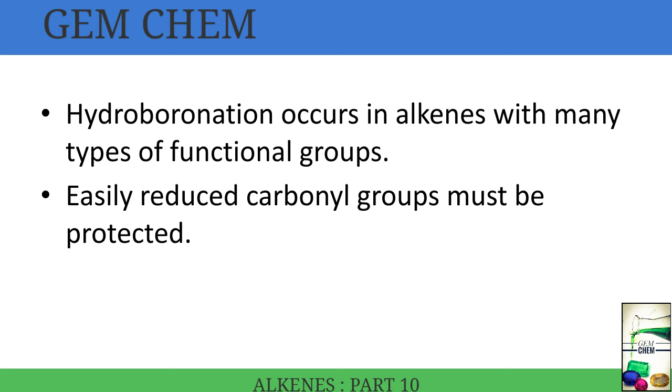Now hydroboronation occurs in alkenes with many types of functional groups. So this is important, that it can support many kinds of functional groups, that is, these functional groups are not reduced by boron. Hydroboronation generally proceeds without difficulty, and even some functional groups can react, but it is slow. For example, carboxylic esters react slowly. Now easily reduced carbonyl groups require protection, like ketones and aldehydes; these require protection during the hydroboronation. Okay, carbonyl groups can be protected as acetals or carboxylic acids as esters.